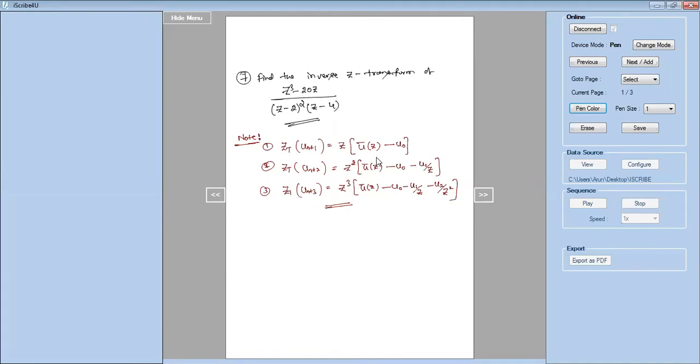Okay, so let us solve some problems related to difference equations. Anyway, there is still time, I'll continue. Just a minute.